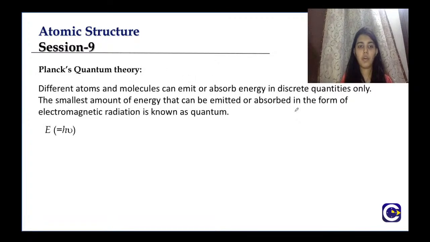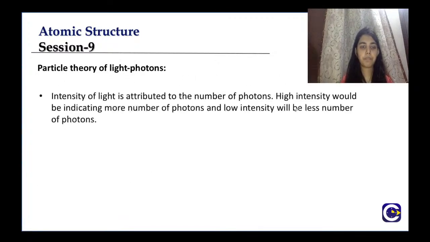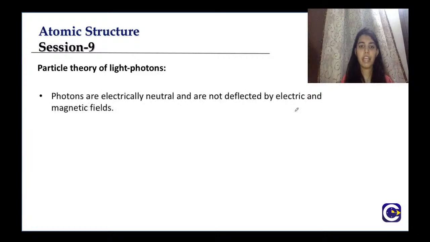Okay. So next we were on, yeah, intensity has already been done. Now this is also a very important point. Photons are electrically neutral and are not deflected by electric and magnetic fields. He said that a particular photon is electrically neutral. Neither does it have a positive charge, nor a negative charge. Therefore, it will not be deflected by electric and magnetic fields because it is electrically neutral.